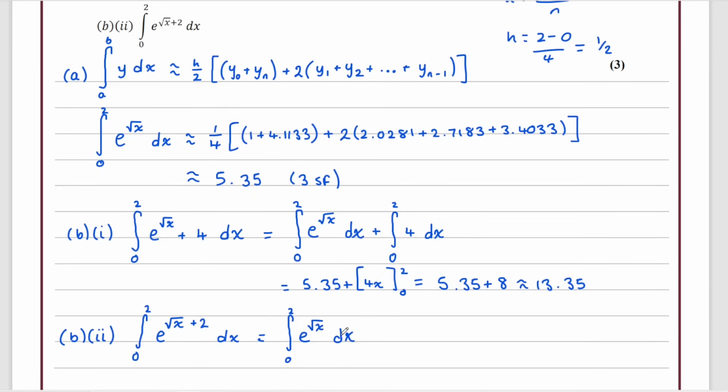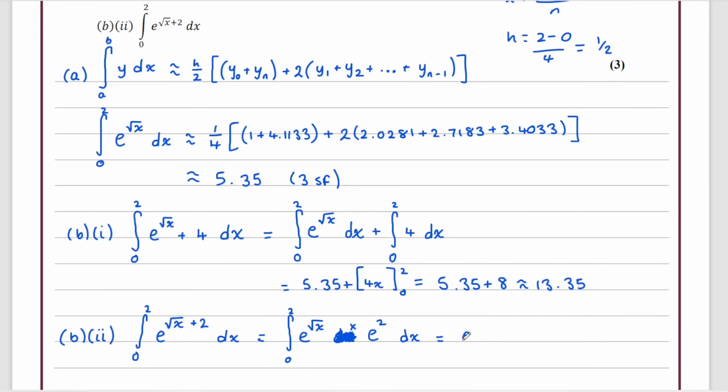Sorry, let me get rid of the dx here. Done that a little bit too soon. We need to write it as a product, I should say. So now we can times this by e squared, because we're adding 2 here. So we can write that as a product like this. And now we have the dx here, like so. Well, e squared, that is just a constant, right? So we can apply linearity here and take this e squared outside the integral.